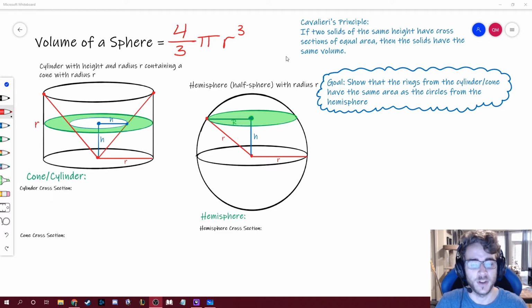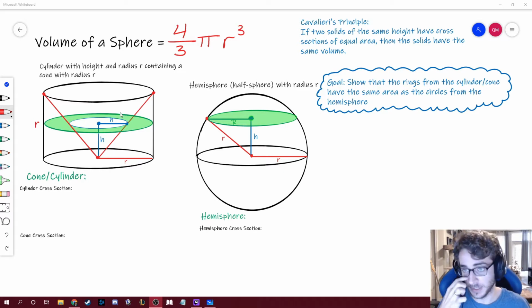But as you saw from the other video, basically the idea is if you have two solids that have the same height, and you have these corresponding cross sections of those solids that have the same area, you can conclude that the two solids have the same volume. So again, if the cross sections have the same area, that means that these solids have the same volume. What you saw in the video was kind of a quick version of this, but I'm going to go through the details of how exactly the cross sections do have the same area.